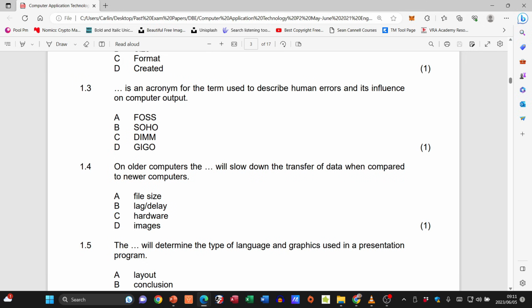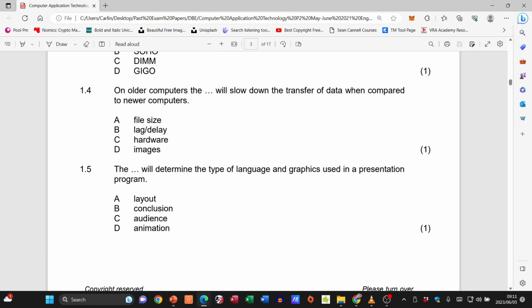When I go back to the question, let's just see what they're asking. Which one of these is an acronym for the term used to describe human errors and its influence on computer output? Whatever the human does that's incorrect, it's going to influence what we get out. That's going to be D. This refers to garbage in, garbage out. If the human being who's typing in the data makes an error, the computer is going to give an error when it comes out. It can only do what it gets told to do, unless it's artificial intelligence.